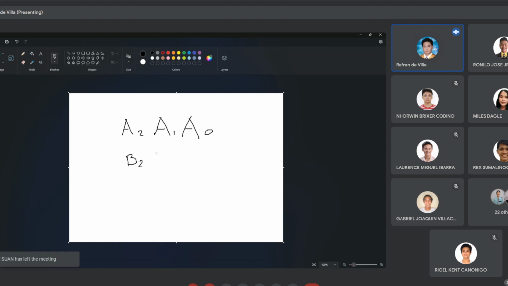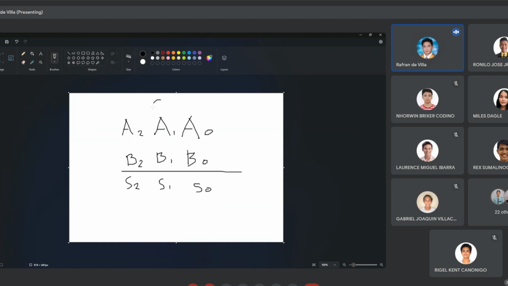So B2, B1, and B0. Okay? So imagine you're going to be adding 3-bit numbers. So if you add 3-bit numbers, of course, you have a sum in the ones place, another sum for the tens place, and another sum for the hundreds place. Okay? So if there's a sum, where is your carry found?